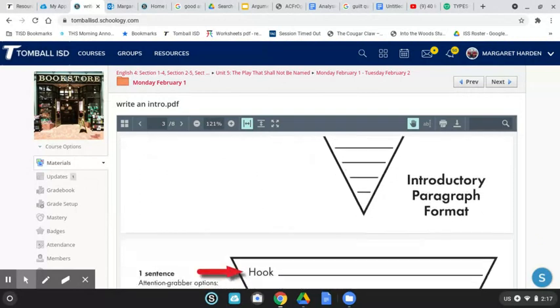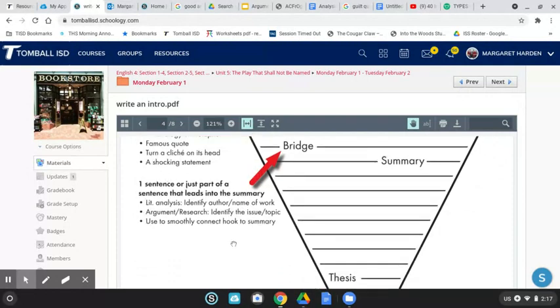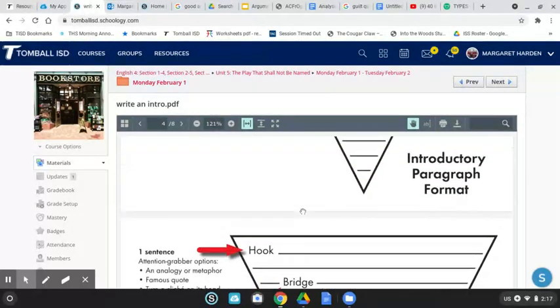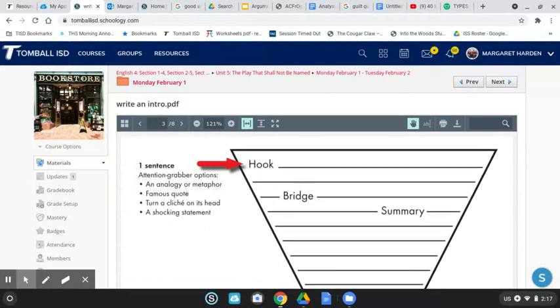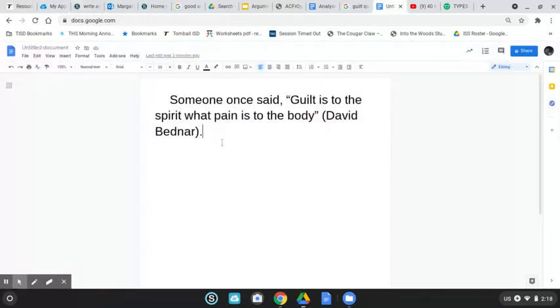Great. I'm peachy. Now we're moving on to the bridge. This is where you introduce the play, Macbeth, the tragedy by Shakespeare. So you're going to identify the author, the name of the work. If you're doing an argument essay, you tell about the argument and the research, or you have to connect the hook to the summary. So now I've got to find a way to get from my quote to talking about Macbeth. So let's think about this a minute. Go back. Okay, someone once said, guilt is to the spirit what pain is to the body.